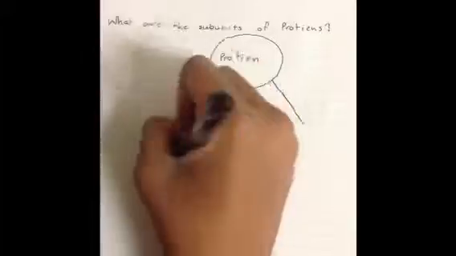What are the subunits of proteins? Proteins are composed of amino acids connected by peptide bonds. The general structure of an amino acid is a functional R group attached to an amino group and a carboxyl group. There are 20 types of amino acids.